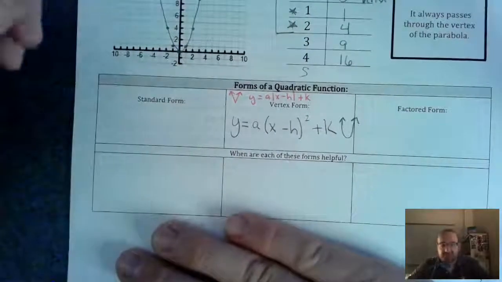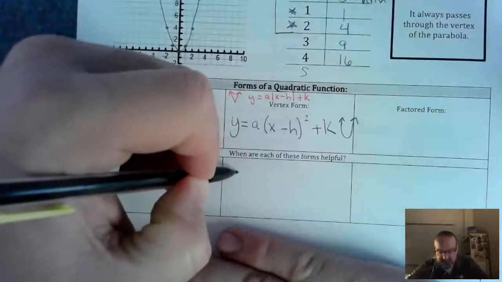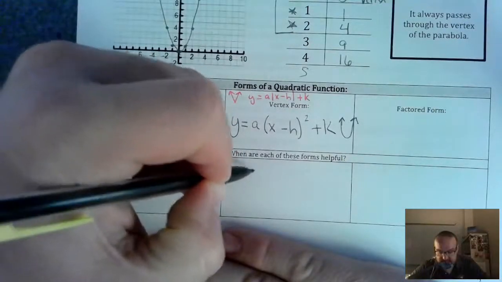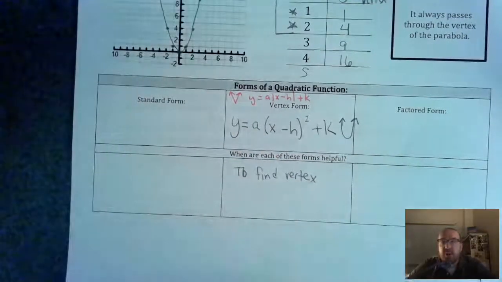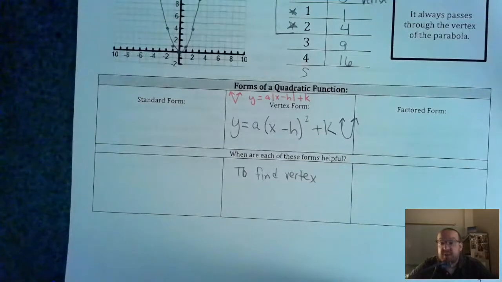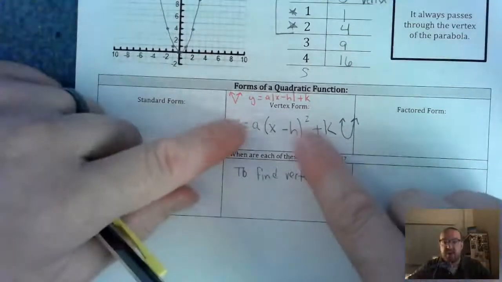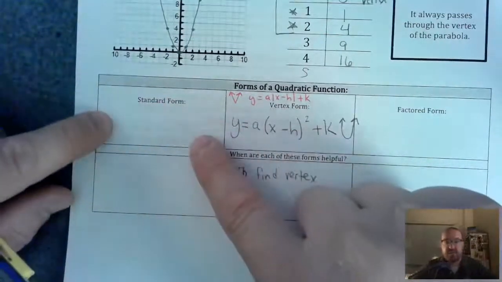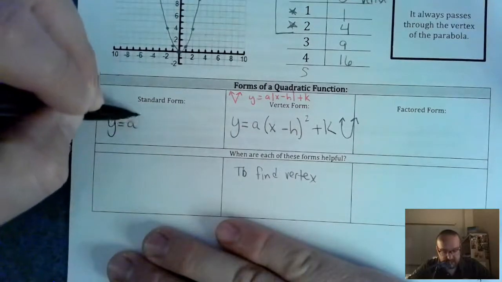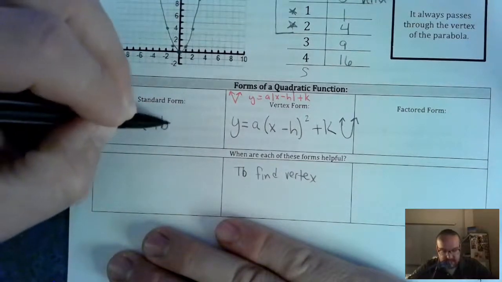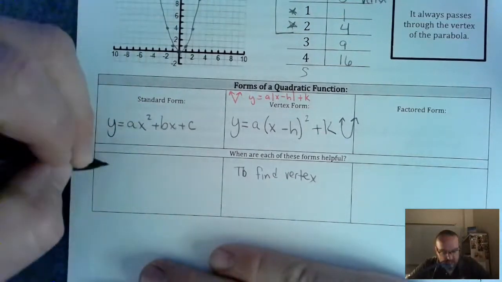Why is this helpful? Just by looking at it, it's really helpful to find the vertex. And we know that the vertex is a key point that tells us the highest or the lowest point we might see. I could also use that same equation and go to standard form. In standard form, it just looks like this: ax squared plus bx plus c. This is really helpful, especially to find the y-intercept.